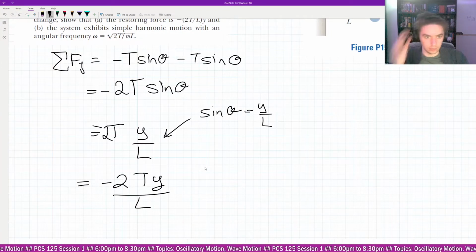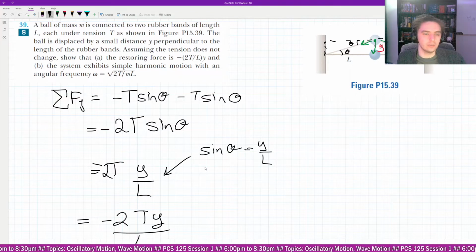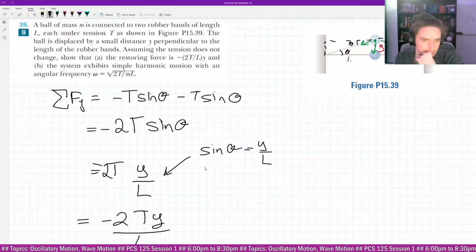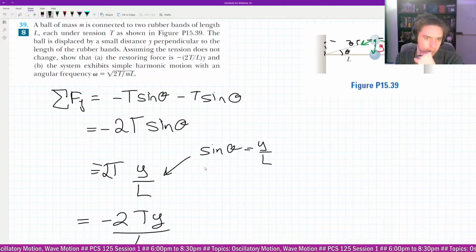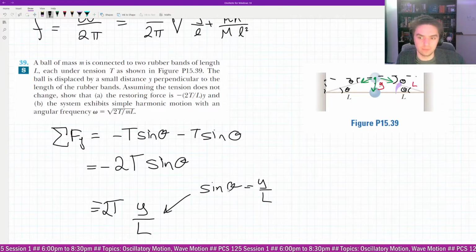Okay, there you go. So we got the restoring force. The system exhibits simple harmonic motion with an angular frequency of that. Okay. So I guess we have to find the angular frequency. So we can do that.